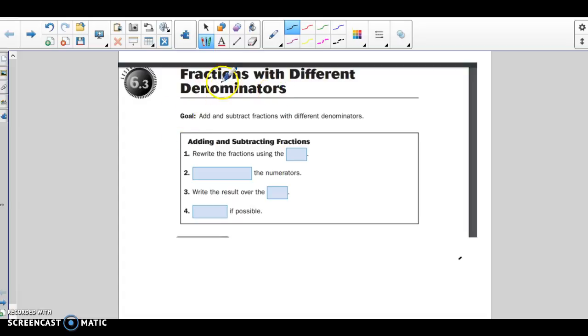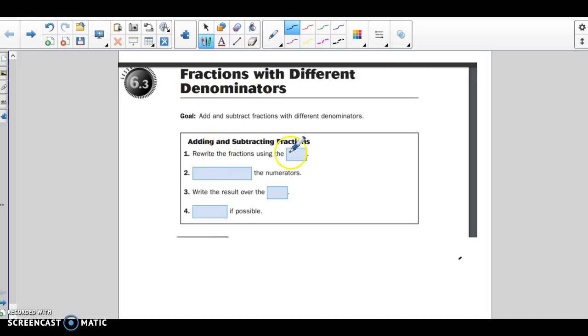Fractions, but the problem is, fractions don't always have the same denominator, and you cannot add or subtract unless they have the same denominator. So these are the steps you have to follow. If you want to write them down, you can. Remember, this video is posted in the daily plan. You with me so far?